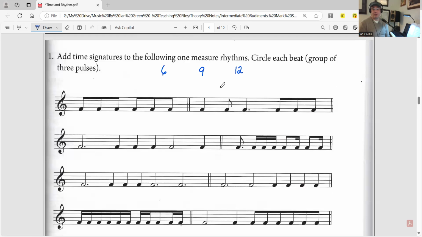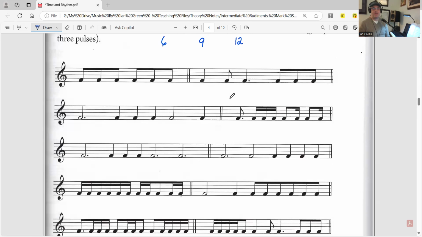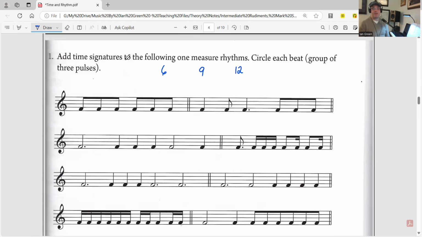12/8, 12/4, or 12/16. So in this first question on page 56, it says, add time signatures to the following one measure rhythms and circle each beat or group of 3 pulses. That will help to decipher which type of note value we need to use in order to count correctly. Let's look at the first one. We have a group of 3 eighth notes and then 3 eighth notes. So we know that the eighth note is going to be the type of note value that gets the beat. 1, 2, 3, 4, 5, 6.